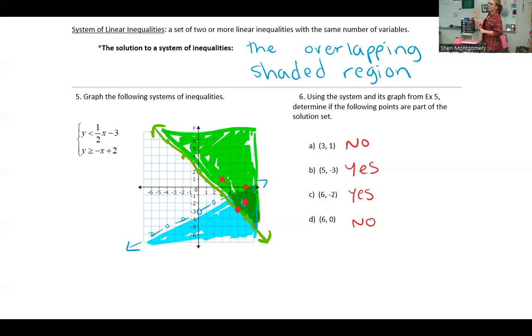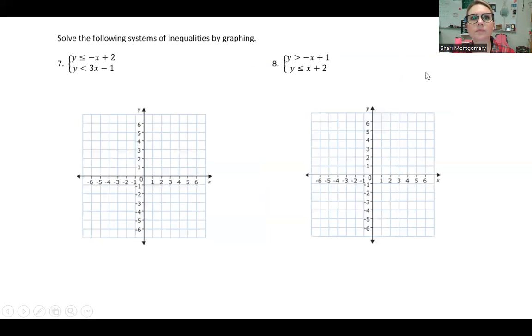Any questions on how we can determine if points are within the shaded region or within the solution set? No, we good with that? Okay, so let's do 2 more examples where we're going to graph inequalities. So let's do this one.